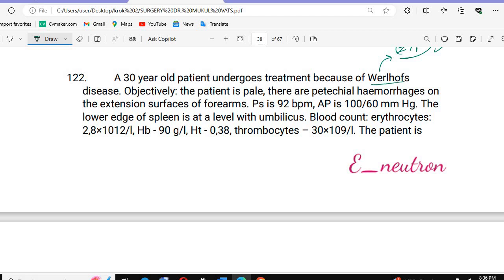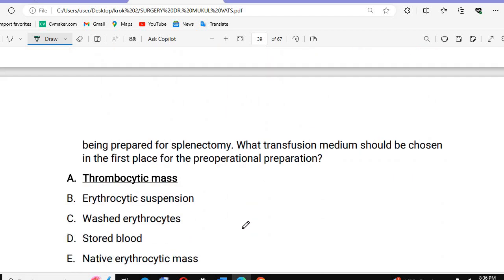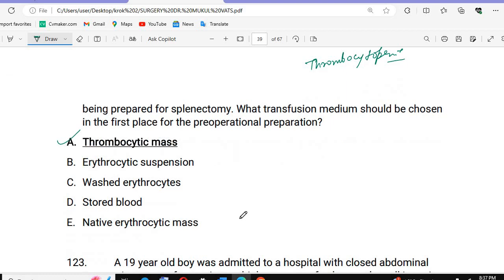So we have Werlhof disease. What transfusion medium will be given pre-operatively in the first place? We will give the thrombocytic mass. In ITP, Werlhof disease, immune thrombocytopenic purpura, which we discussed, there is thrombocytopenia. So if thrombocytopenia is there, the thrombocytic mass should be transfused to the patient in the first place.